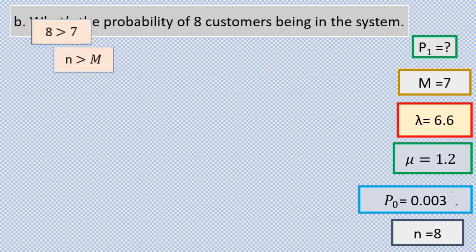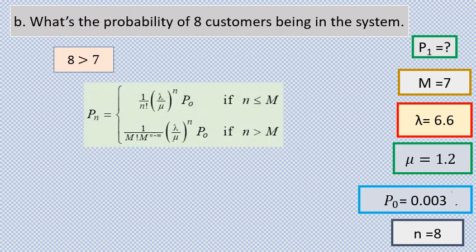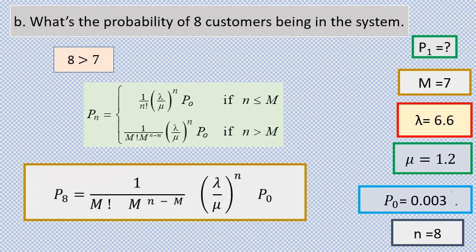Now we're looking at the probability of 8 customers being in the system. Here 8 is greater than 7, so remember we have this condition: n is no longer less than m, because our n now is 8, and 8 is no longer less than 7. So we have to go for the second equation right here. Again, we just plug in all the numbers.